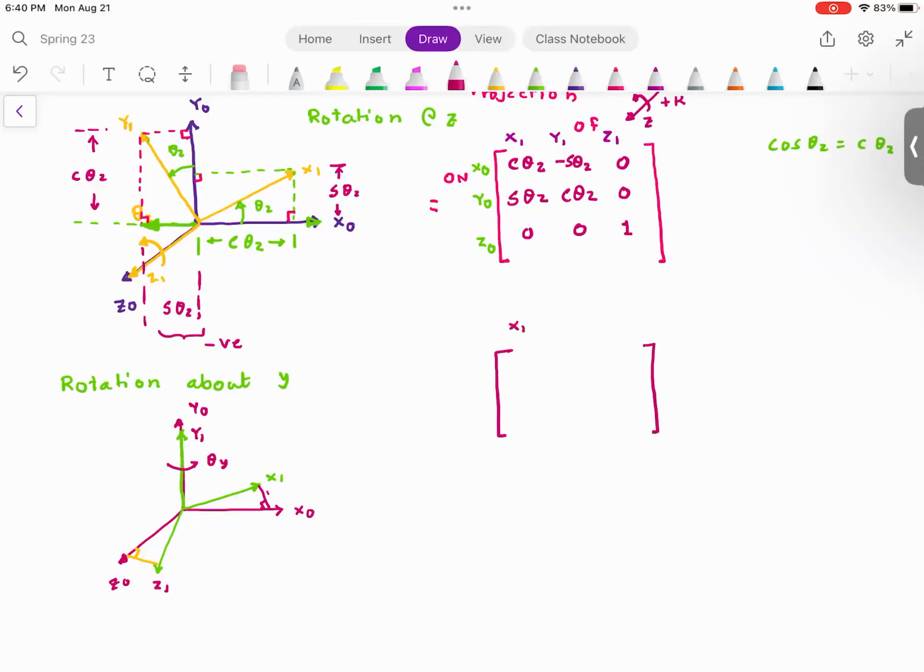Projection of x1, y1, z1 on x0, y0, z0, and this is the rotation matrix. And remember, this rotation matrix is always, this is the old frame, this is the new frame. So we are going from frame number 0 to frame number 1. So projection on.